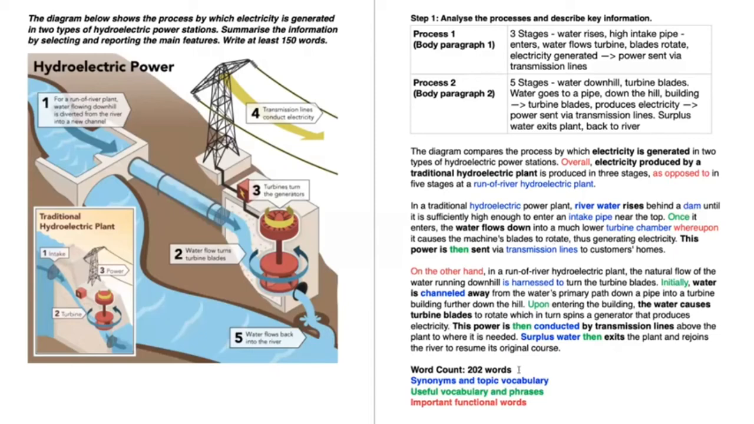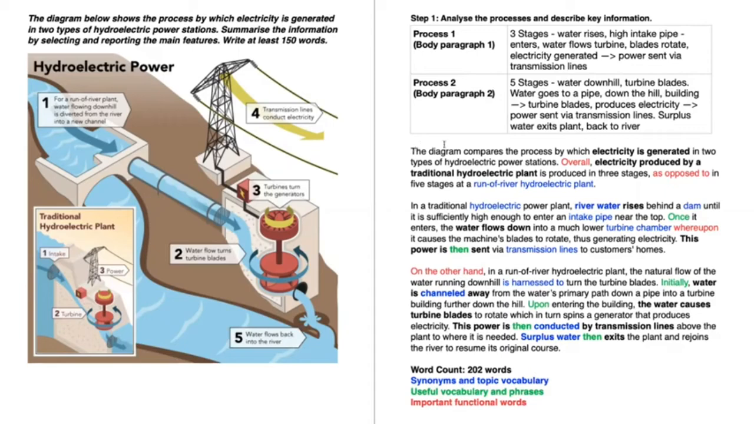And keep a note about these color-coded words. The blue shows synonyms and topic vocabulary, the green, useful vocabulary and phrases, and the red, important functional words. So let's read it together, and I will stop for important things.